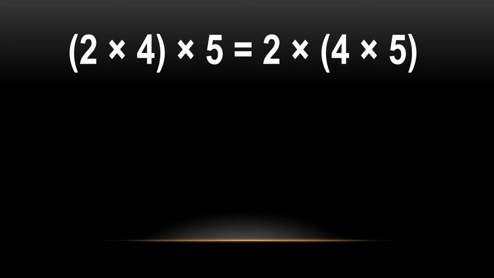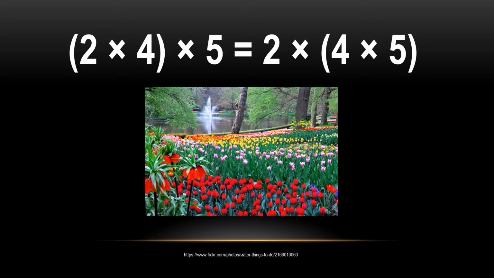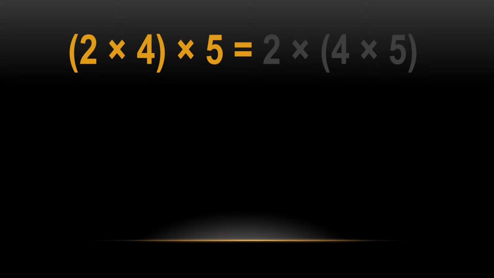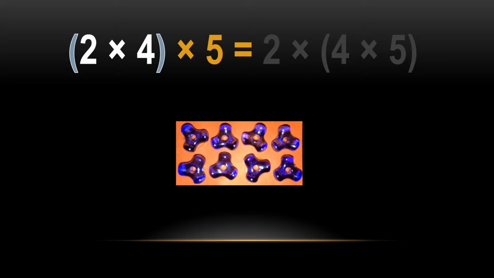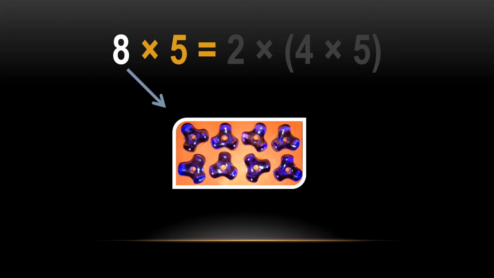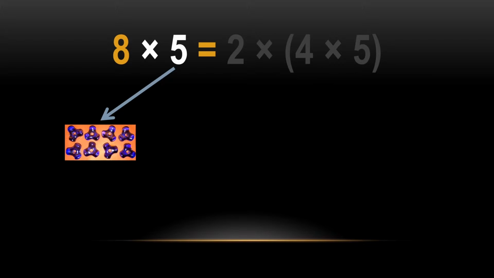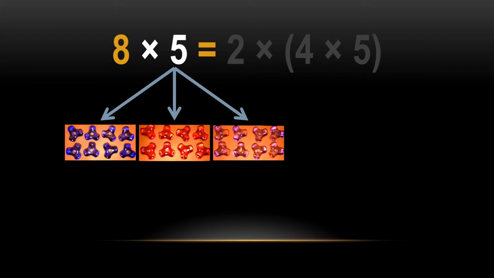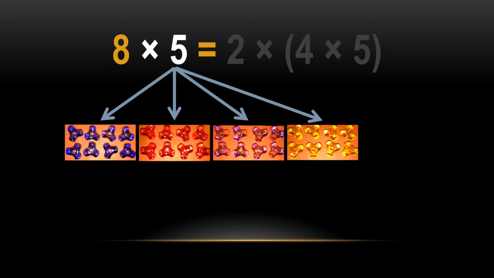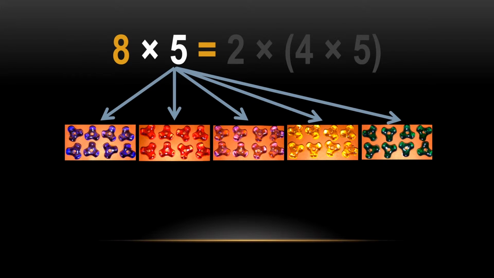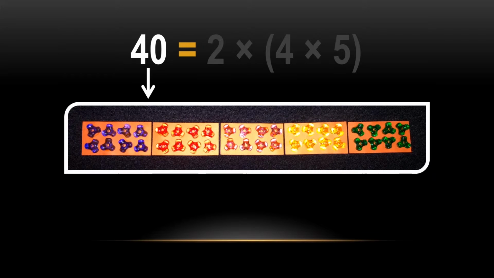Next up, multiplication. I'm going to think of this equation as flowers in gardens. On this side, we have 2 rows of 4 flowers to begin with. 2 times 4 equals 8 flowers. Then we multiply the set by 5. So we end up with the flowers from the first garden, which is 8, times 5 copies of that same garden. 8 flowers times 5 gardens equals 40 total flowers.